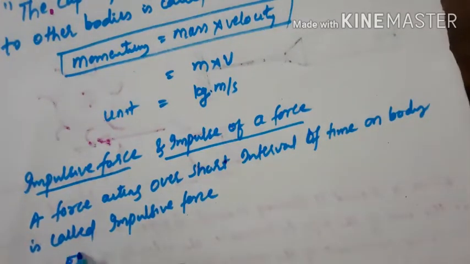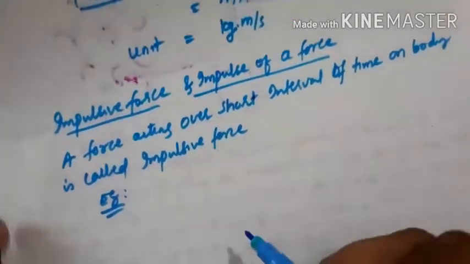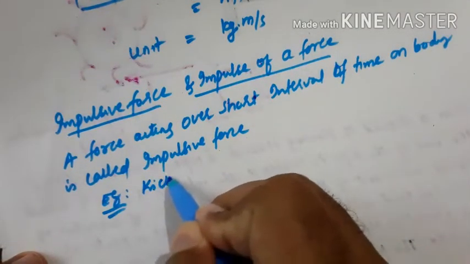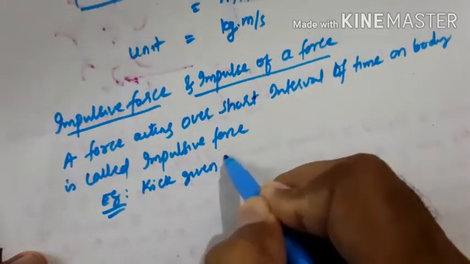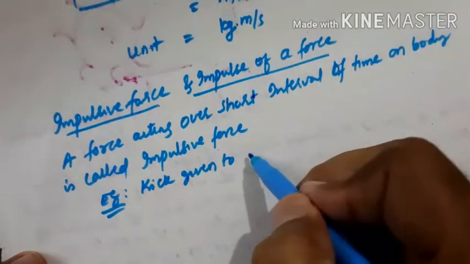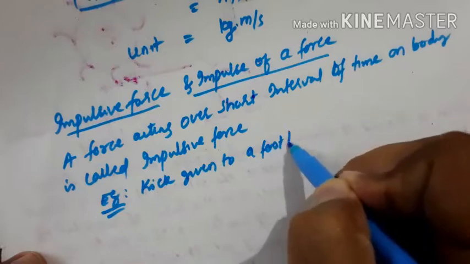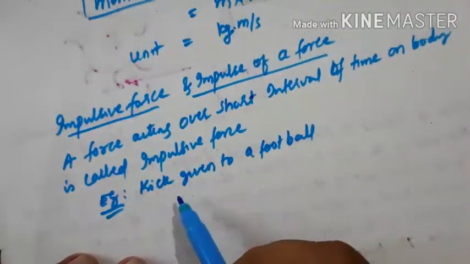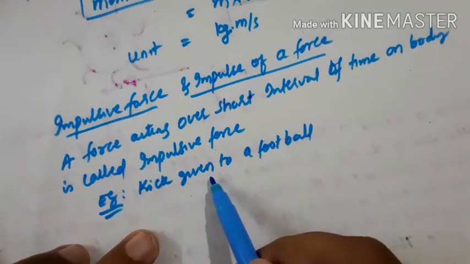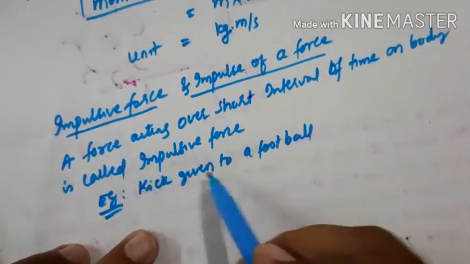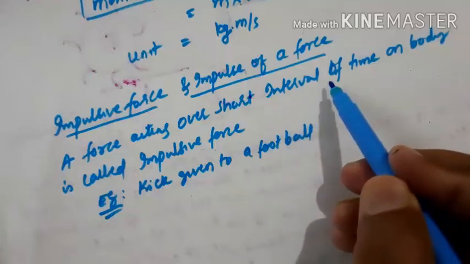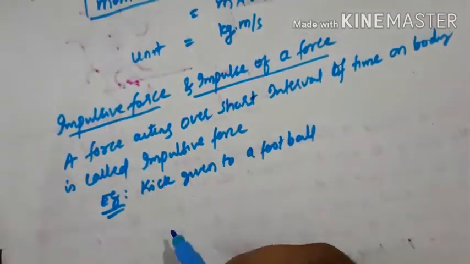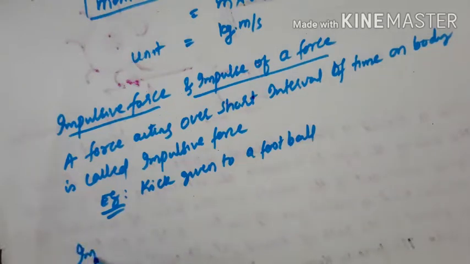You can give an example: a kick given to a football. In this case, you give a force when you kick the football, and that force acts for a very short interval of time. That is called an impulsive force. Then what does impulse of a force mean?